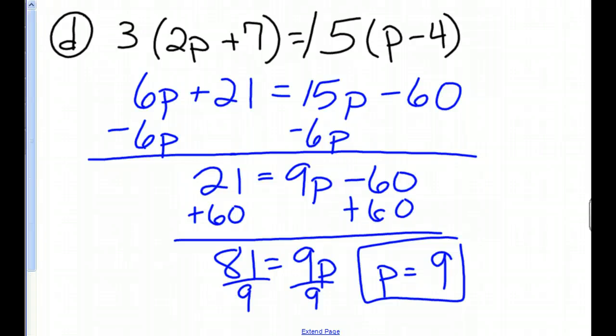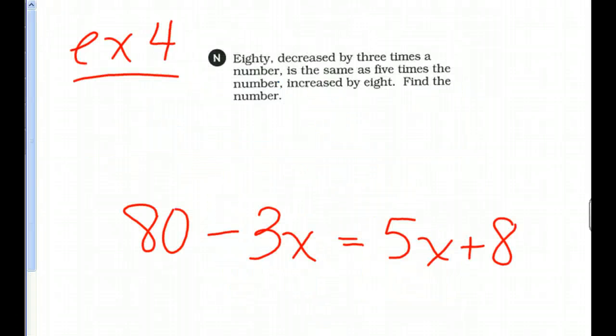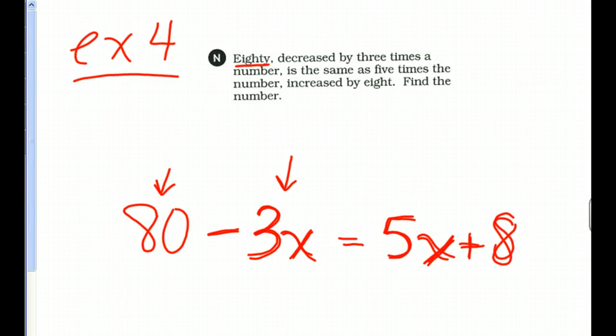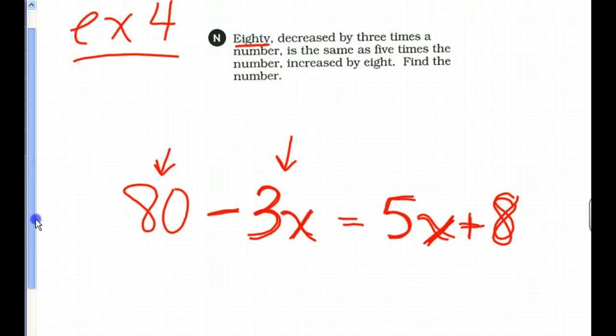So let's move on. Example 4 says 80 decreased by 3 times the number is the same as 5 times the number increased by 8. Find the number. So we have 80 right here, decreased by 3 times a number, that's 3x, is or equals 5 times a number, 5x, the same number, plus 8. So it's just a long equation.